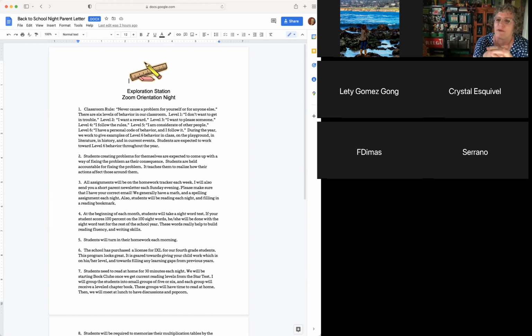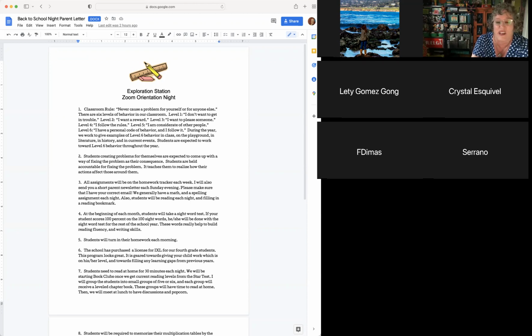But a few years ago, I read a book called Teach Like Your Hair's on Fire. It's a super awesome book. And the book was about teaching classroom character. And so I use the level system from that book. And we've already kind of talked about it a little bit in class. So there are 6 levels of behavior in the classroom.